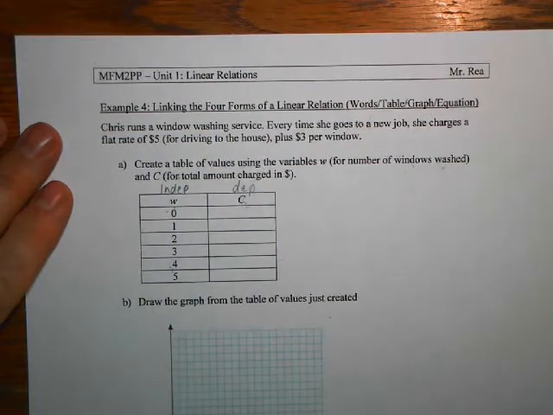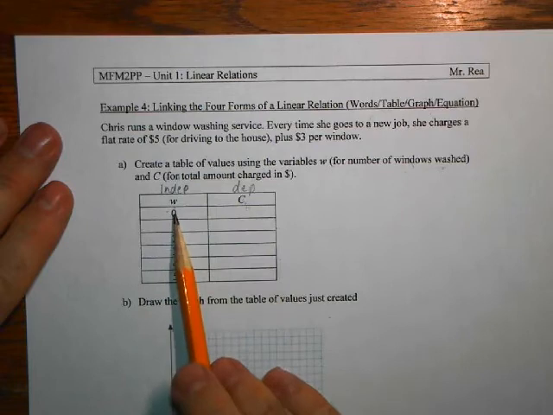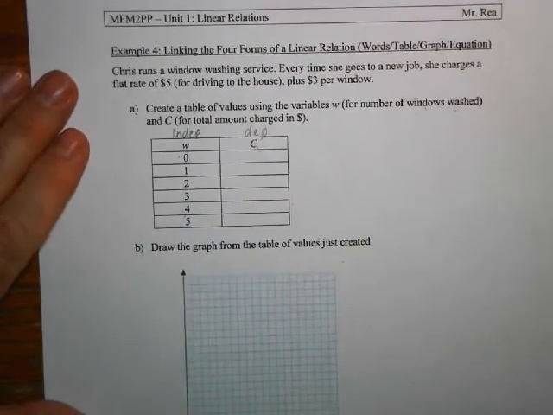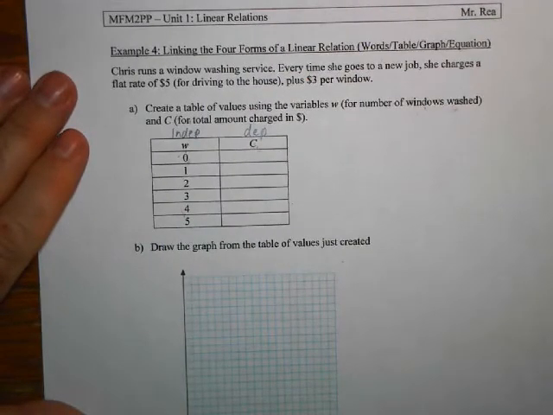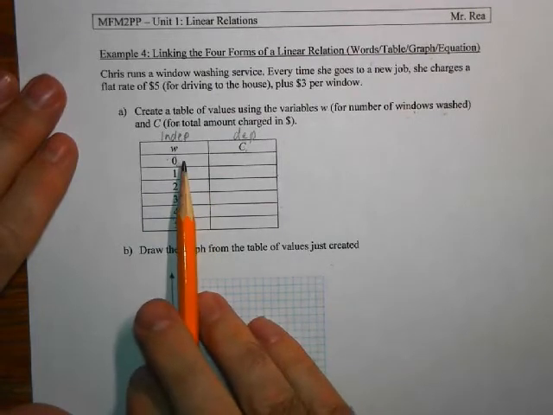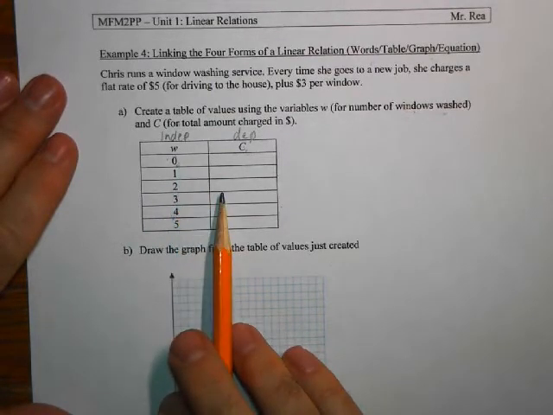So I've come up with some values here. I started at 0 windows washed, and I worked up to 5. That doesn't cover all the possibilities, but it will at least show us the pattern, and that's what we're after here. So what if Chris drove to a job and the person said, you know what, it's going to rain tonight.